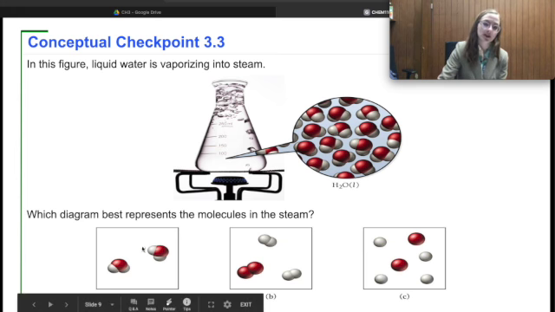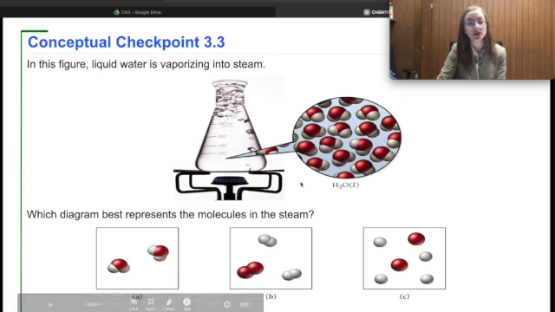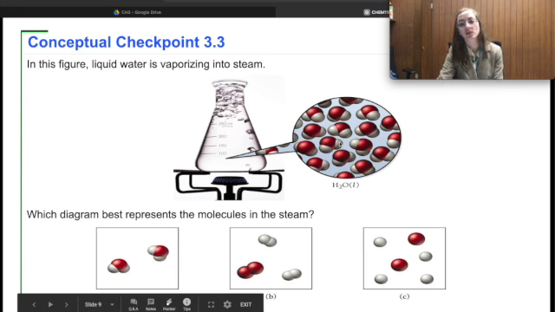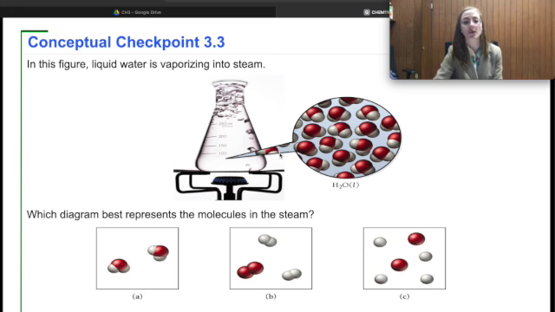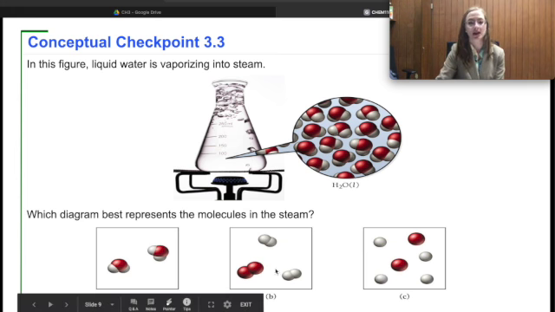If we look down here at A, the first picture, we see that we have the same kind of molecule. We have 1 red, 2 white, 1 red, 2 white, and they're more spread out, which would better represent a gas versus these liquid ones, which are pretty close together. So our best representation in this case is going to be A.